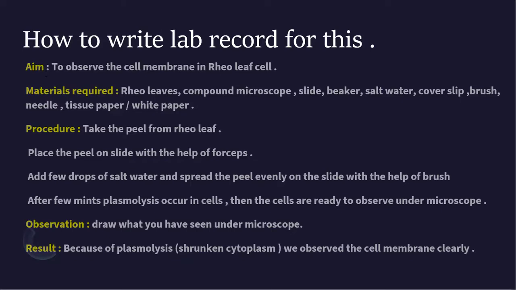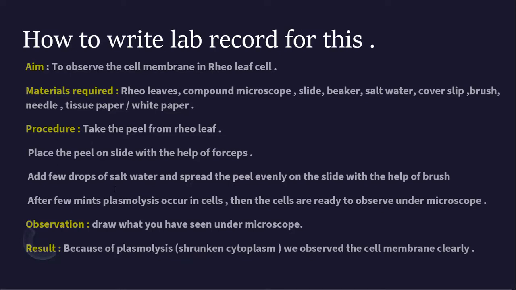We have to write the aim: to observe the cell membrane in rheo leaves. What are the materials required? Rheo leaves, compound microscope, slide, beaker, salt water, cover slip, brush, needle, tissue paper or white paper. If tissue paper or blotting paper is available, you can take any paper, anything that absorbs water quickly, to remove the excess water. Okay. Then procedure.